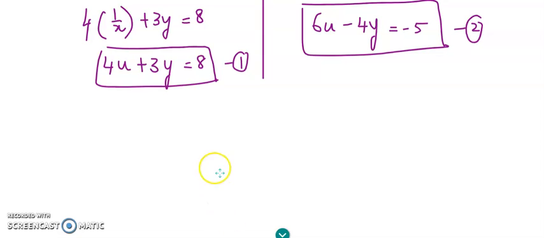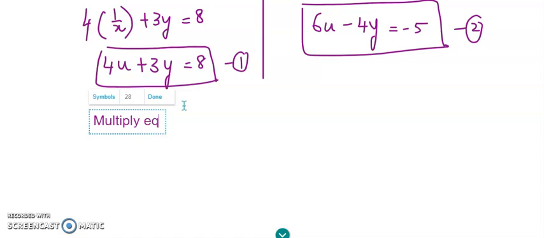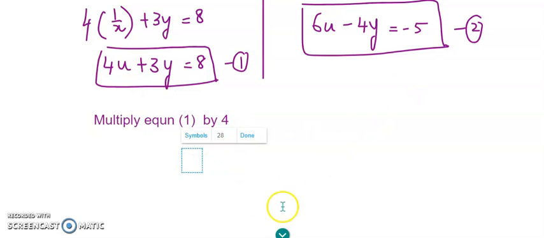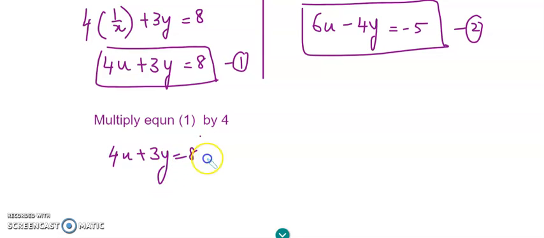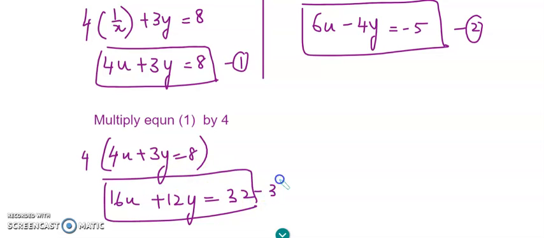So I'm going to take, let's say, variable y. I have to multiply both the equations. First let me write: multiply equation 1 by 4, because the LCM of 3 and 4 is 12. So I'm going to multiply the whole first equation by 4. So I'll get 16u plus 12y equals how much? 32. That is my equation 3.